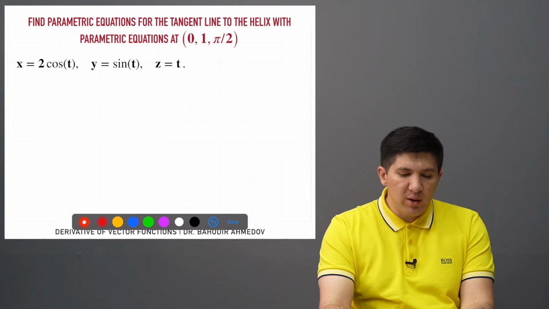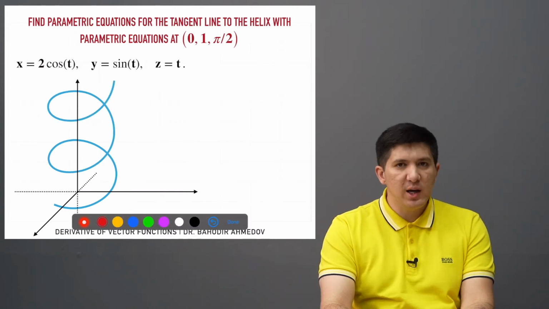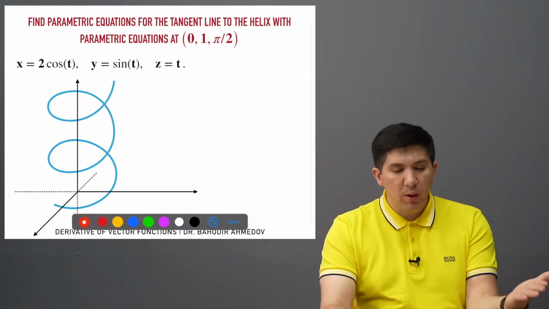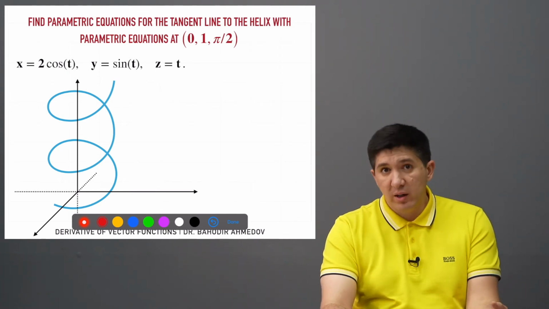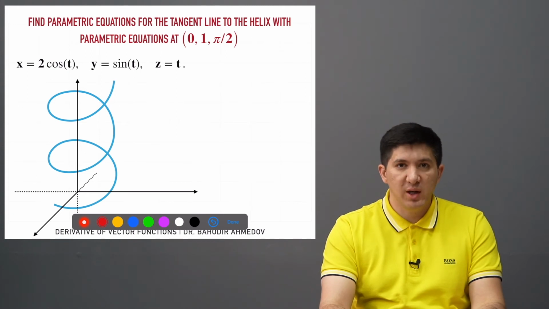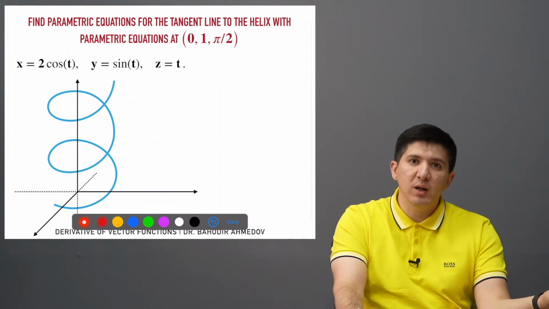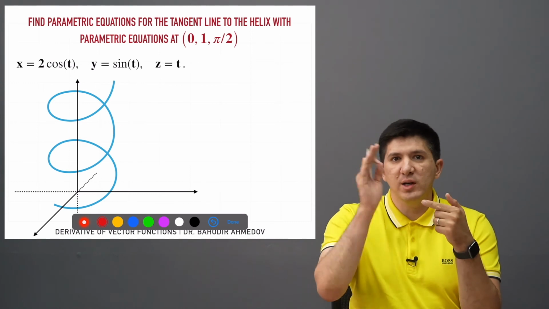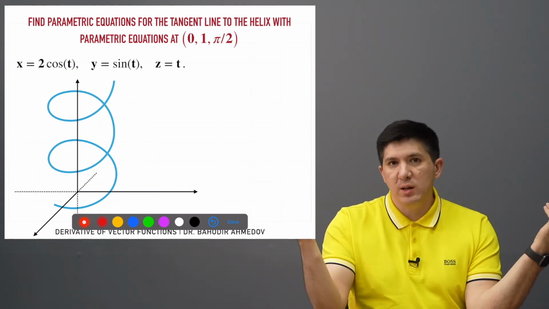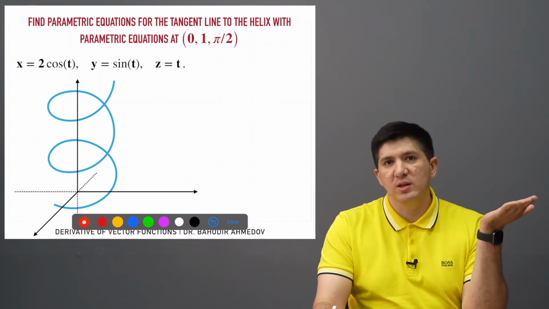So now, let's say you're given a helix, which is going to look like this. And what I have to do is find the parametric equation of the tangent line. Not just the tangent vector, but the parametric equation of the tangent line. So if you remember, in order to find the vector equation or the parametric equation of a line, we need two vectors essentially. One vector which points to one of the points on this line, and the second vector, v, which is parallel to this line.